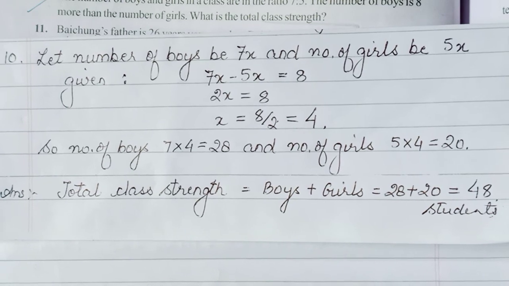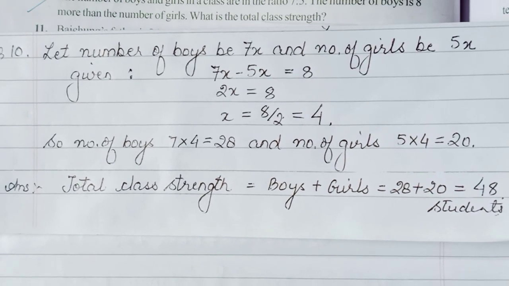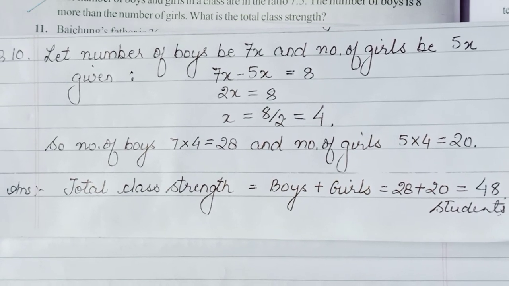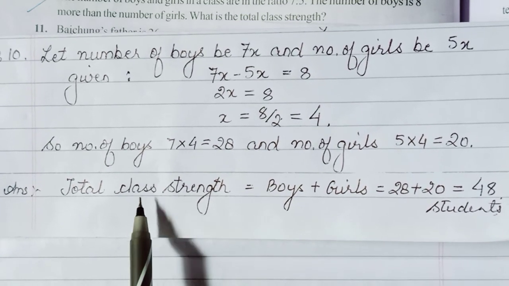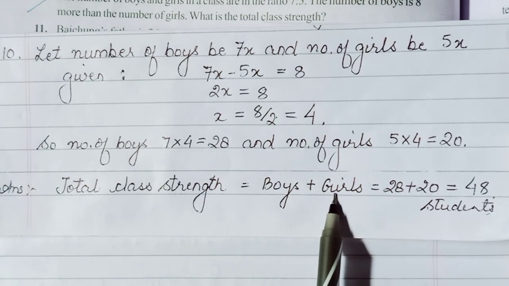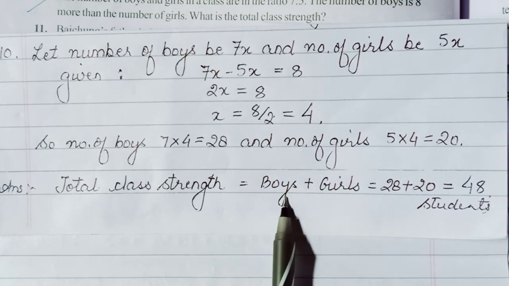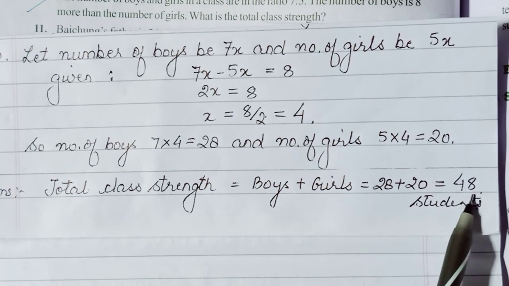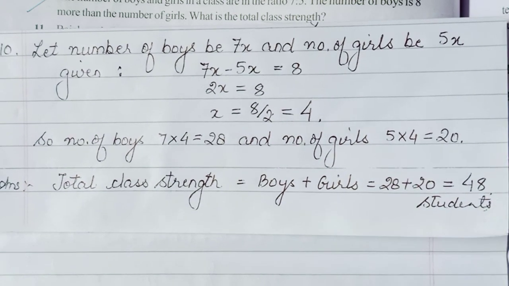But your question was not only to find the number of boys and number of girls. That we have found, but the actual question was to find the total strength of the class. So total strength of the class will comprise boys as well as girls. You will add both of them up. So number of boys which is 28 plus number of girls 20, that is, it will in all have 48 students.